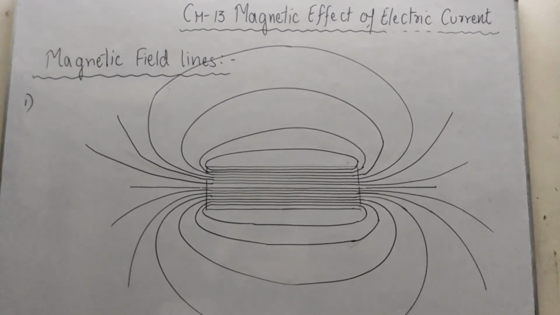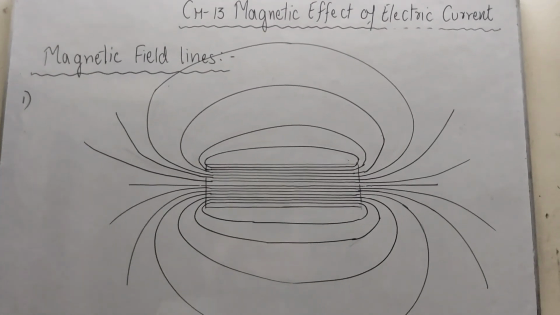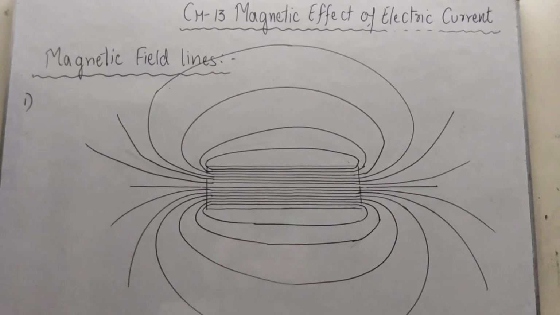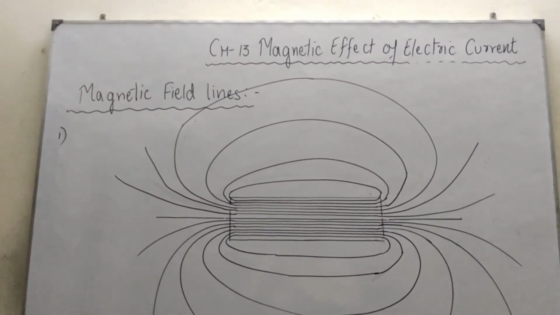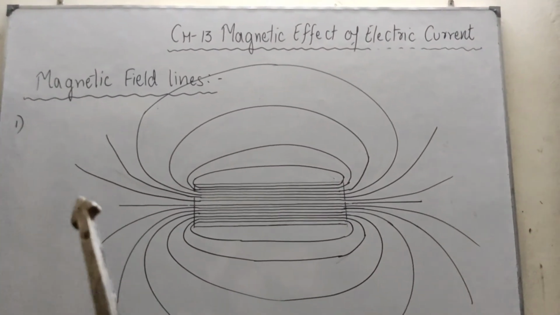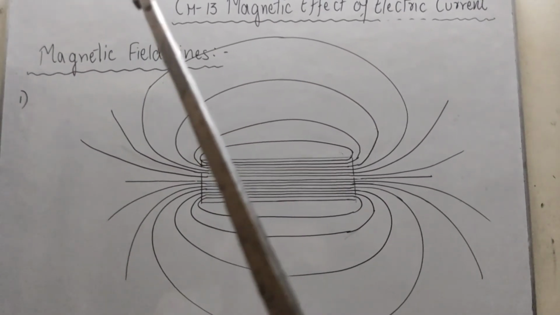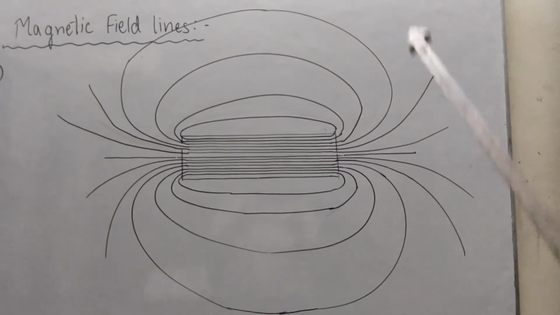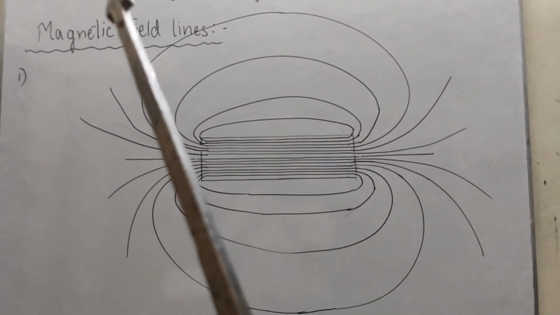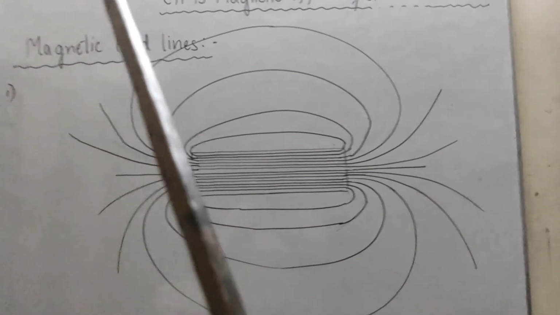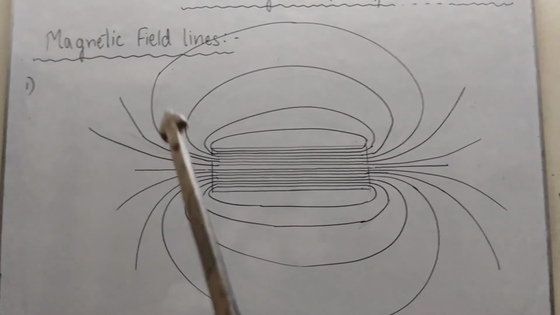In simple words, we can write: magnetic field lines are the imaginary lines drawn around the magnet in which the magnetic influence is felt by other magnets. It means magnetic field lines are the lines which represent the magnetic field. Now, since magnetic field is a vector quantity, magnetic field lines should represent a vector quantity, meaning it has magnitude as well as direction. So magnetic field lines should give us an idea of the strength of the magnetic field as well as direction.